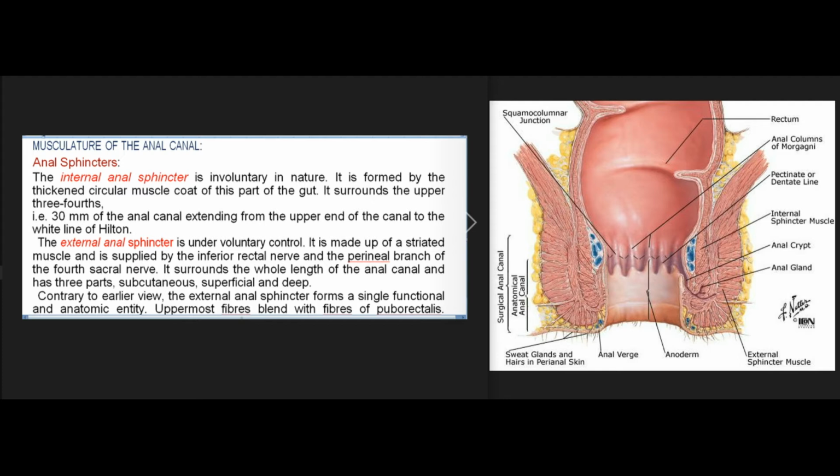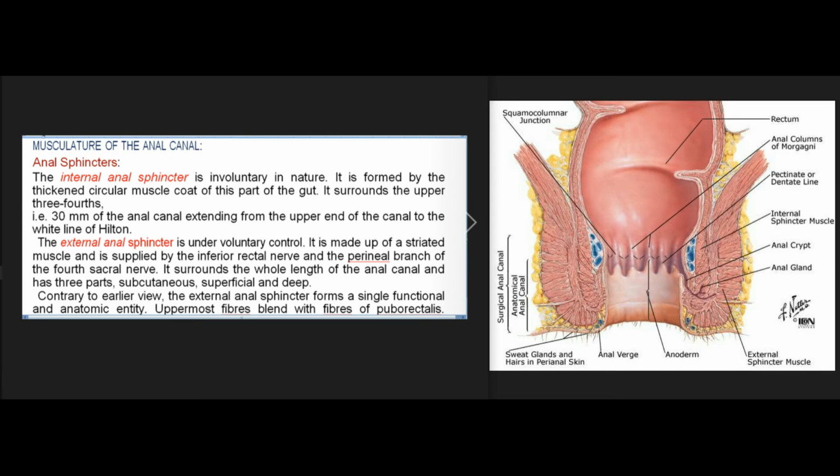The internal anal sphincter is involuntary in nature. It is formed by the thickened circular muscle coat of this part of the gut. It surrounds the upper 3/4, i.e. 30 mm of the anal canal, extending from the upper end of the canal to the white line of Hilton. The external anal sphincter is under voluntary control. It is made up of striated muscle and is supplied by the inferior rectal nerve and the perineal branch of the fourth sacral nerve.